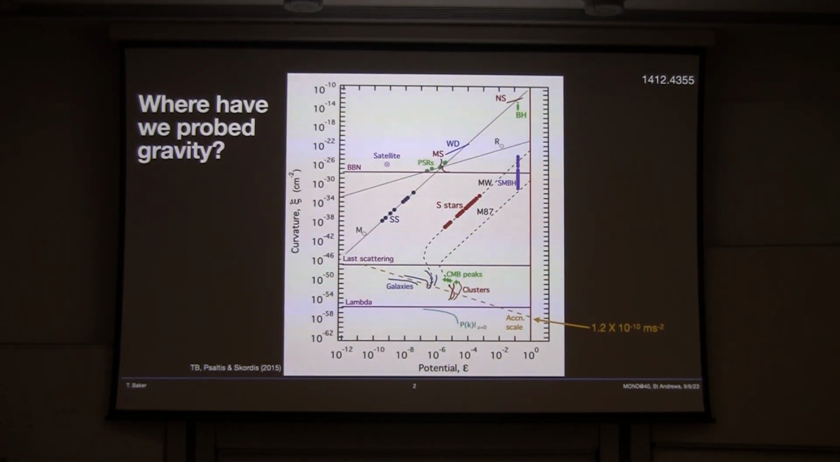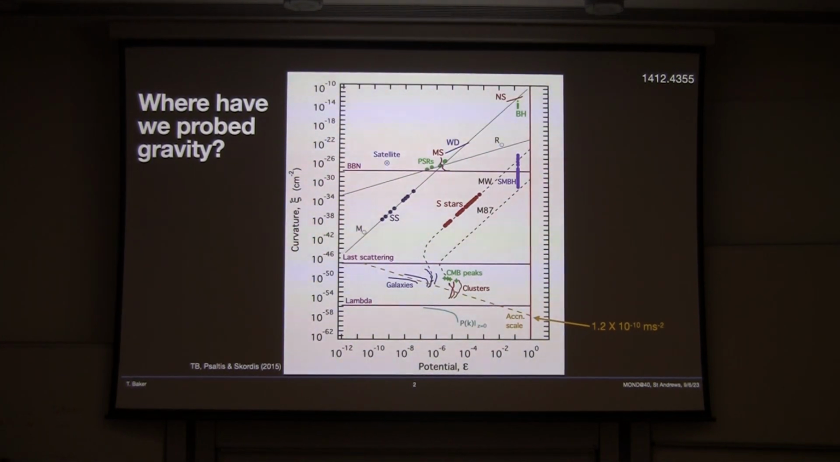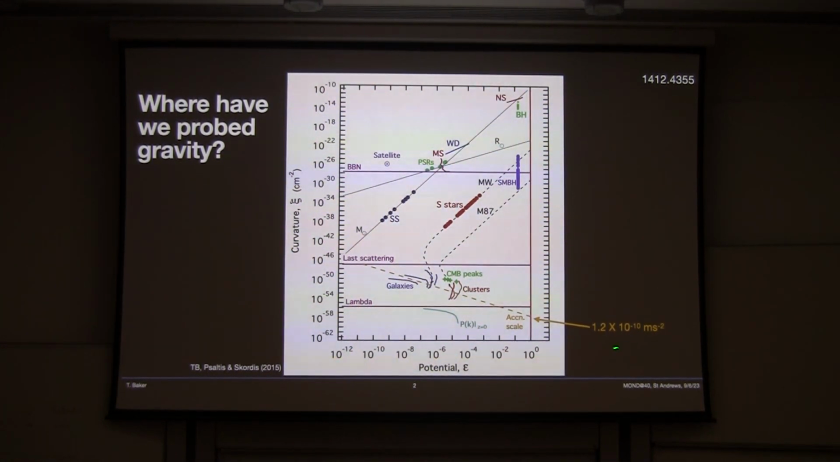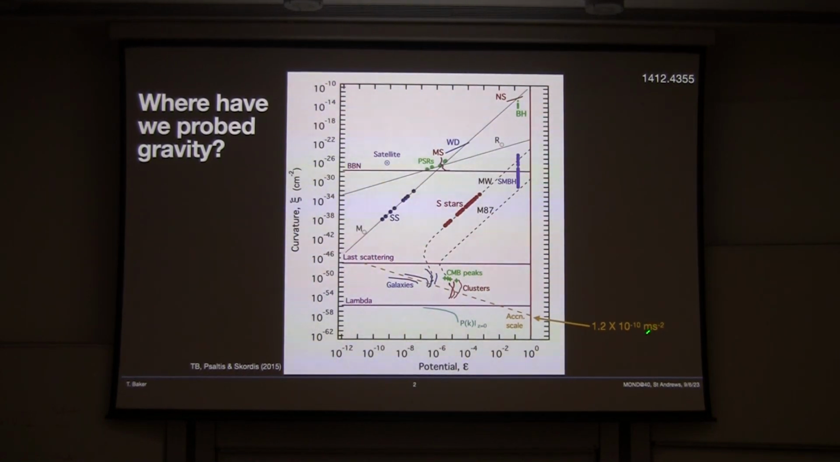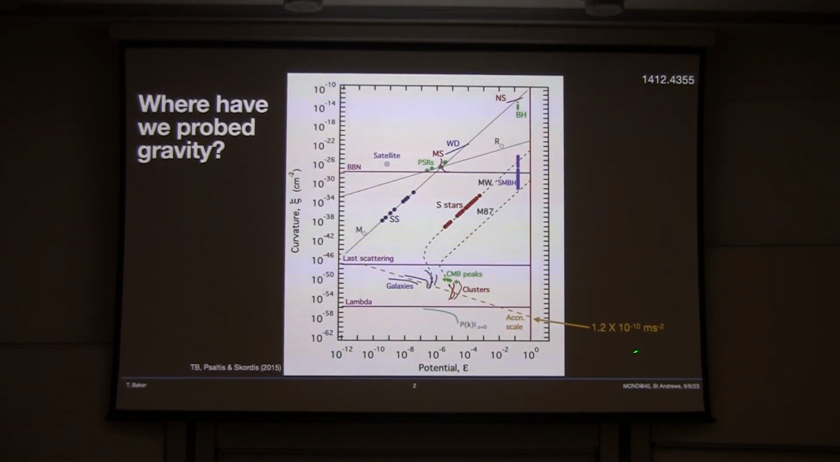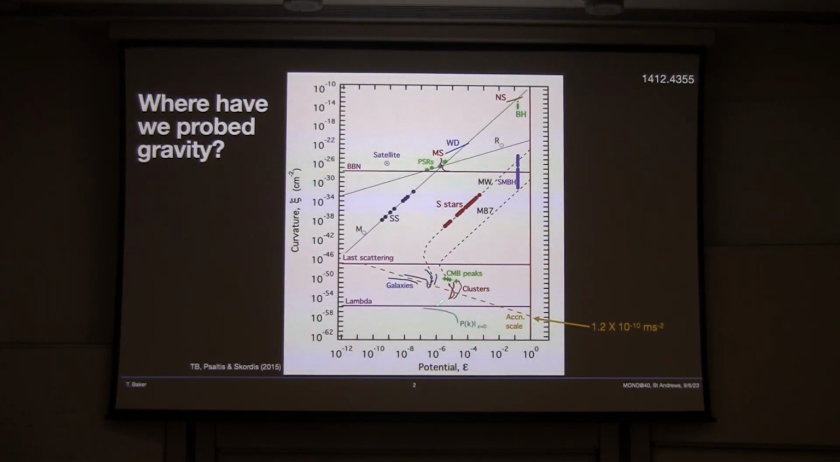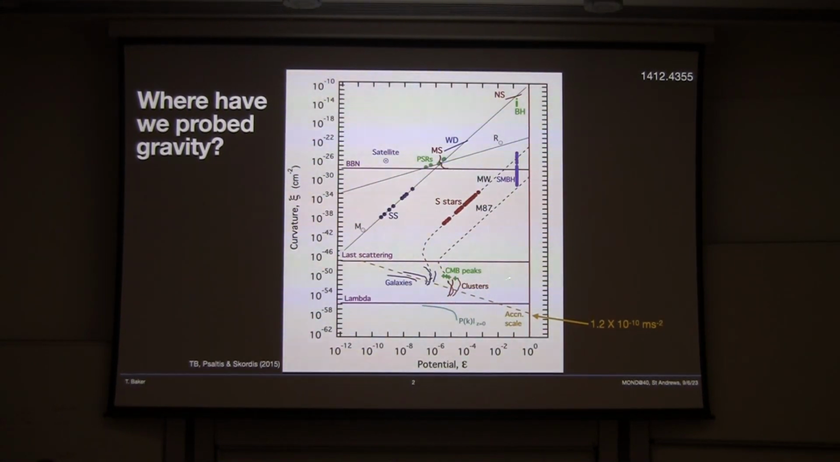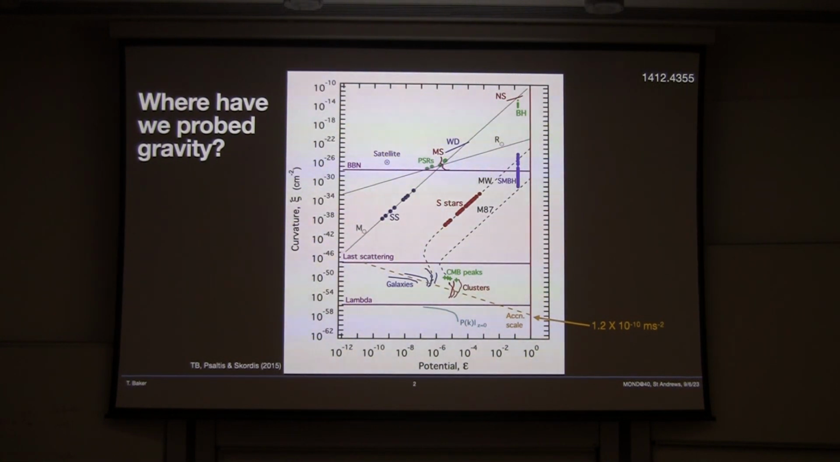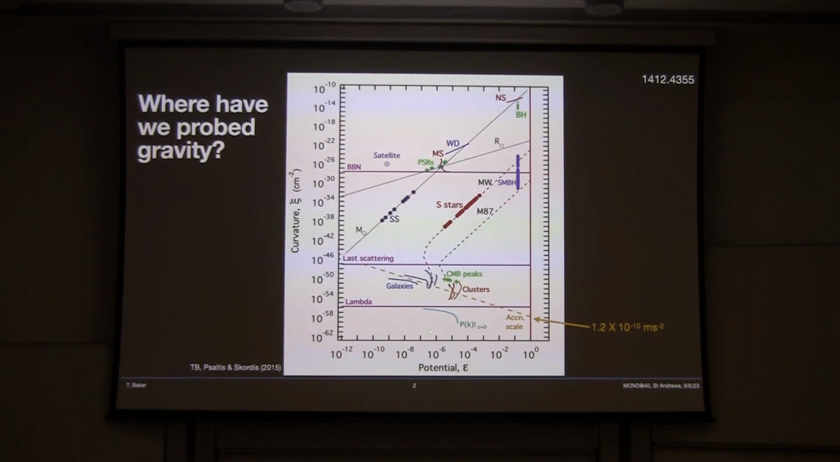Now, on these axes, an acceleration scale corresponds to a diagonal line, slanting like this. And so, of course, we put on this plot a very familiar acceleration scale, around 10 to the minus 10 meters per second squared. And you can see that slices directly through the regime of galaxies and clusters. So in some sense, this is the visual representation of where the MOND regime is, at least on these axes. And of course, we see that cosmology is below this at very low accelerations.